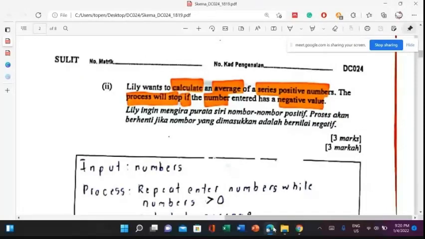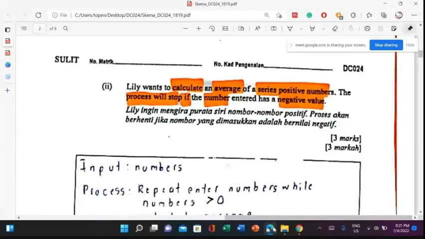States, Lily wants to calculate an average of a series of positive numbers. So our keyword here is series of positive numbers. So we know that there are a few positive numbers. The process will stop if the number entered has a negative value. So now we have a negative value as the sentinel value. All right, as long as the number is positive, it will keep on repeating. Once a negative number is entered, it will stop repetition.